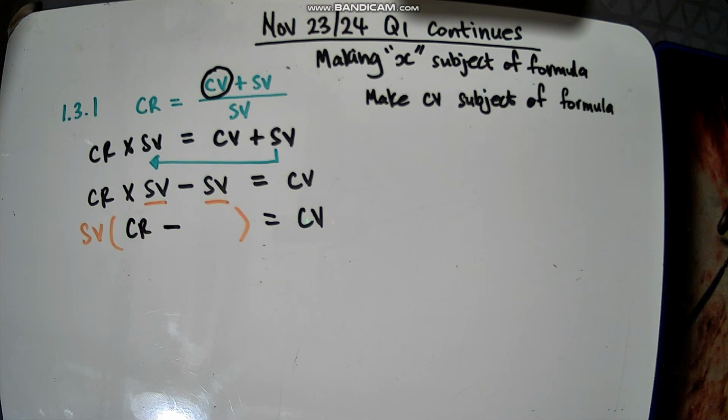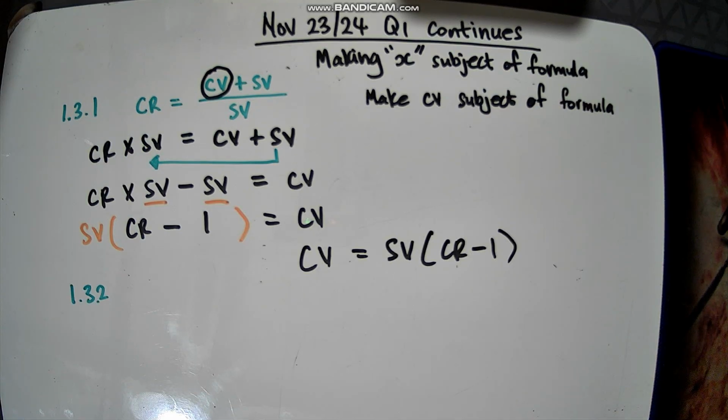Now what must go here in order for me to get SV on the top? So this means SV times 1 will give me SV. So clearly that's a 1 there. Now we are making CV subject of the formula. You can write it out the other way. Right, as simple as that. And then we're going to go to 132.